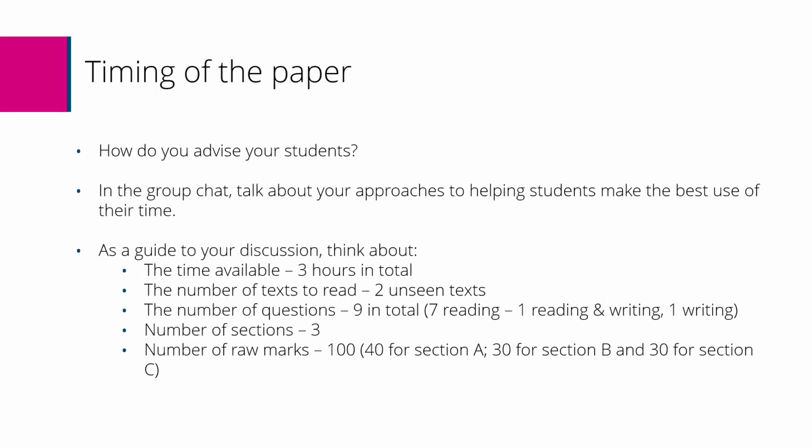So just a moment now to think about how do you advise your students, if you're already teaching this paper, to approach it. So talk about your approach to helping students using their time well. We've got 3 hours, 2 unseen texts, 9 questions in total, 7 reading, 1 reading and writing and 1 writing. 3 sections, 100 raw marks. So 40, 30, 30. No right or wrong answers, just an opportunity for you to share how you do this. And I'll mute for a moment.